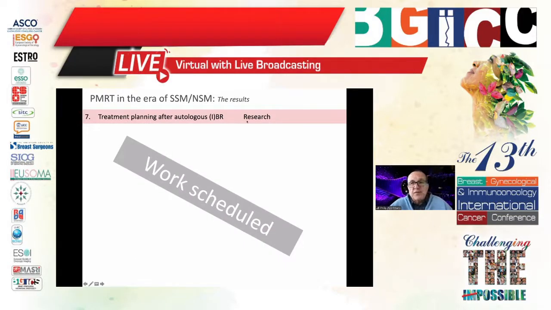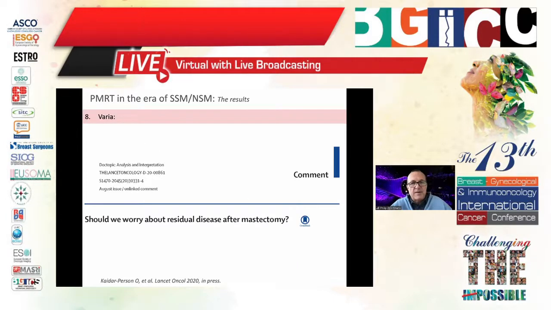Treatment planning after autologous reconstruction is work in progress, but imagine if you have a deep reconstruction, a DIEP reconstruction with skin. That skin is not part of the target volume. That deep reconstruction is not part of the target volume. So you can get very weird clinical target volumes, and thereby adaptive radiation therapy. We have a lot of comments and papers and discussions, and they get high visibility. They get in Lancet Oncology, for example.